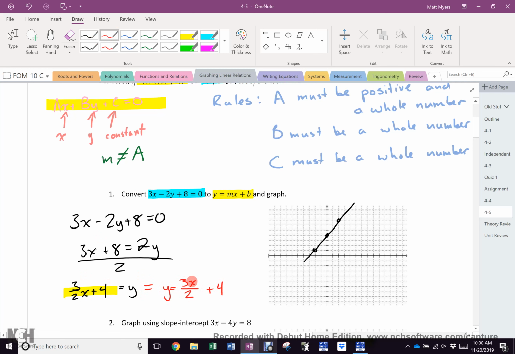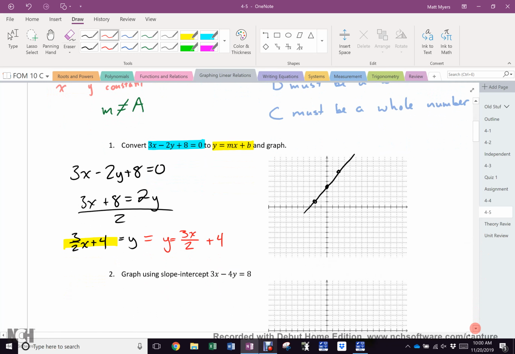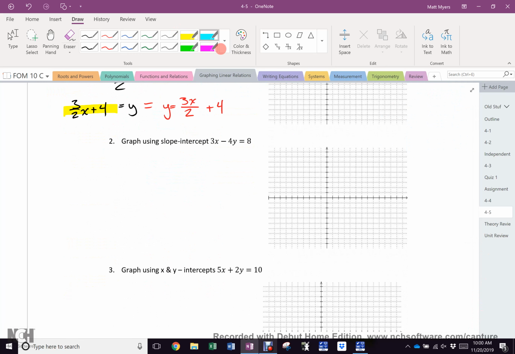Okay? The x can be in the numerator or it can be the variable of the whole thing. Everybody cool? All right. Now, what does that almost look like? Emma? It looks almost like general form, doesn't it?